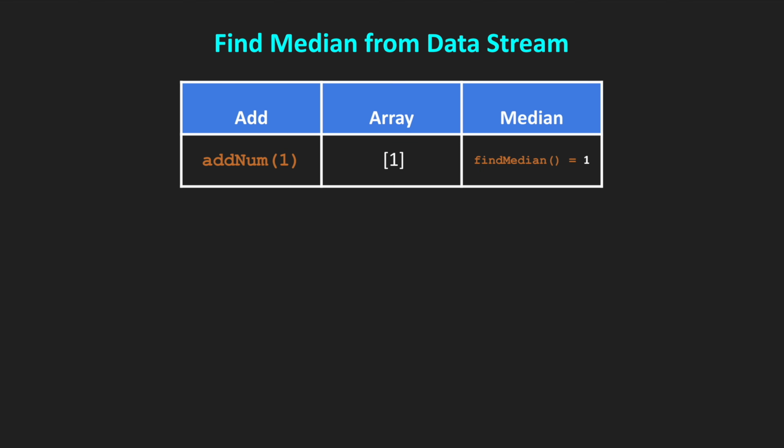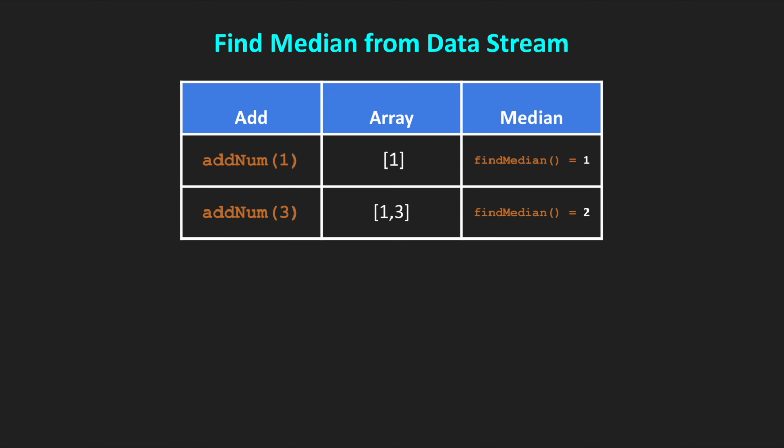So how are we going to do that? Let's first take a very simple approach. Let's say that we are using an array. We call addNum and we are adding 1, and then we call findMedian. We have only one element, so the median is 1. Then we call addNum 3, so we have two elements: 1 plus 3 divided by 2 gives us 2.